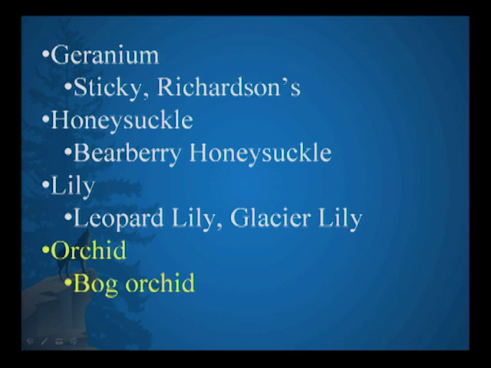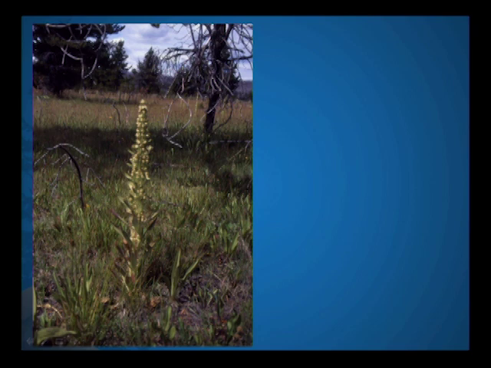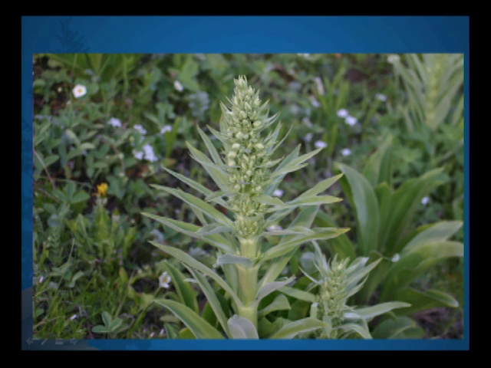Orchids. Also, we find them in the Yellowstone ecosystem. The bog orchid is one that's pretty common. I guess the name implies we do find it in wet, boggy type areas. A couple of pictures of the bog orchid. Unfortunately, we're not seeing it flowering in this particular picture.